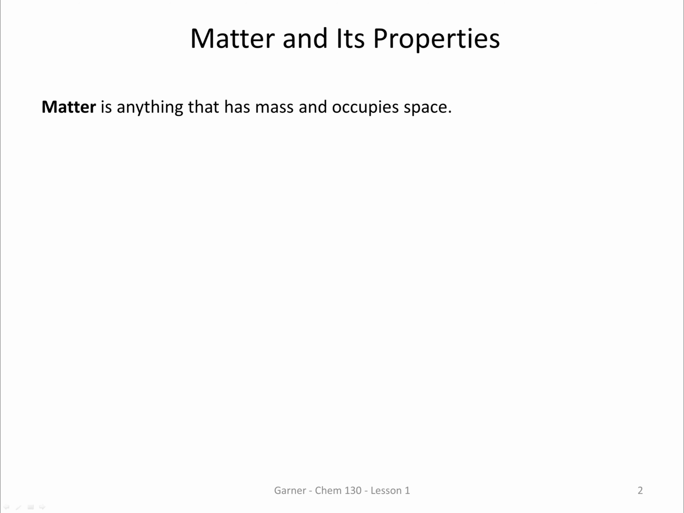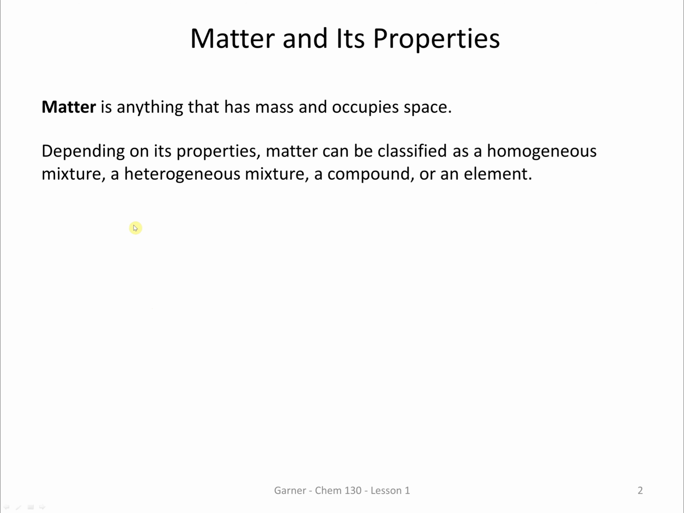I want to start off by introducing matter and its properties. So matter is any substance that has mass and occupies space, and we can divide matter into a couple of different categories depending on its properties. So we can classify matter as either being a homogeneous or a heterogeneous mixture, a compound, or as an element.